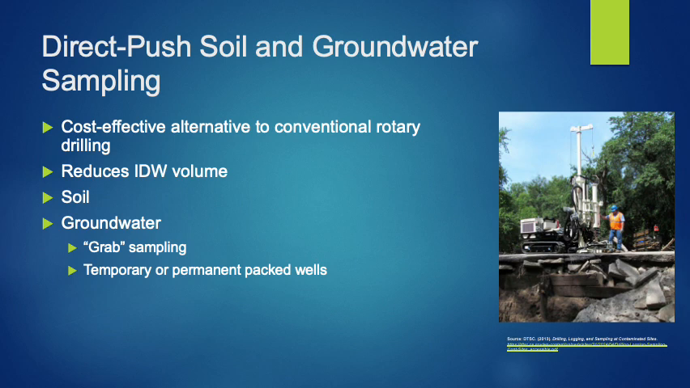So in the past couple decades, there's been a migration towards direct push sampling equipment, which provides a cost-effective alternative to conventional rotary drilling equipment. It's faster, it's cheaper. The diameter of the probe equipment is much smaller than the diameters of the rotary equipment, which reduces investigation-derived waste. This equipment can be used both to sample soil and groundwater. Groundwater can be sampled directly through grab sampling, or either temporary or permanent packed wells can be installed within the boring to allow for continuous or intermittent sampling.